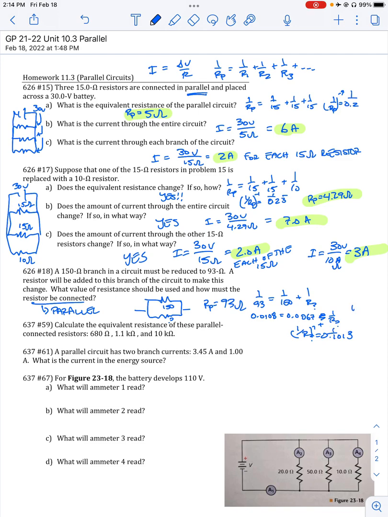1 divided by that. The one that we have to put in there has to be, so 1 divided by 0.1013 is going to be 9. No, that's not right. 1 divided by 93 minus 1 divided by 150. That's my mistake. All right, let me go back up here and clean this up.